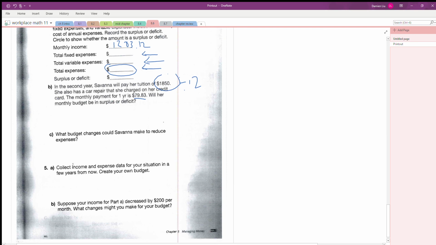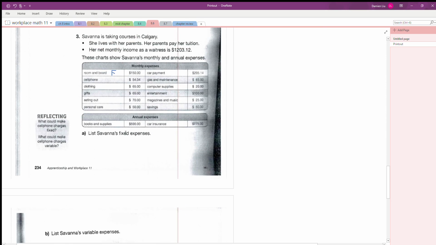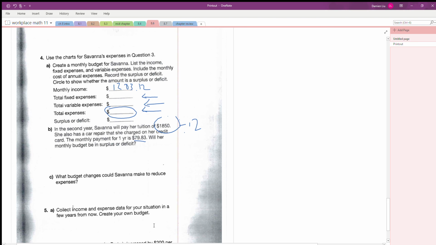What budget changes could Savannah make to reduce expenses? So again, you look at her expenses and come up with an idea of how she can save some money. And usually we go to the variable expenses for that.